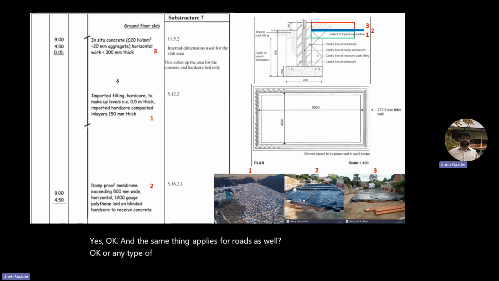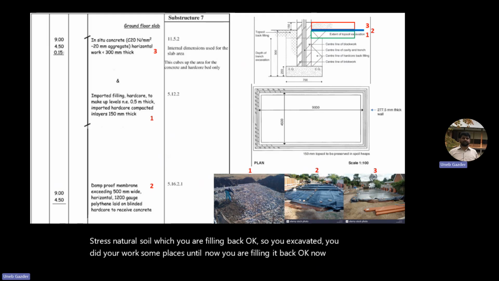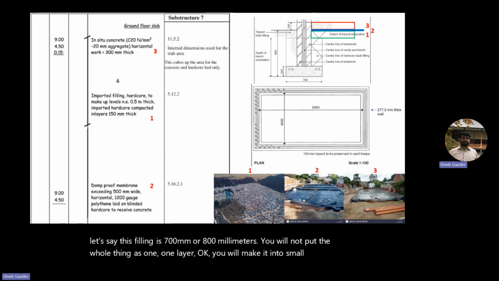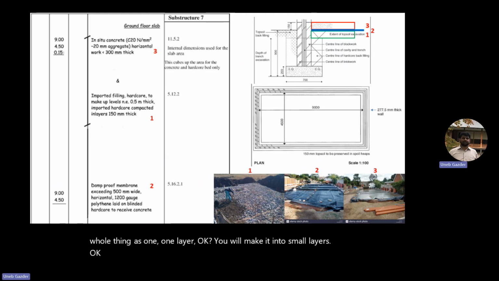Even if you are backfilling, the natural soil is not hardcore. It's just natural soil which you are filling back. So you excavated, you did your work, some places empty, now you are filling it back. Let's say this filling is 700 millimeters or 800 millimeters. You will not put the whole thing as one layer. You will make it into small layers, because compacting small layers is more efficient.